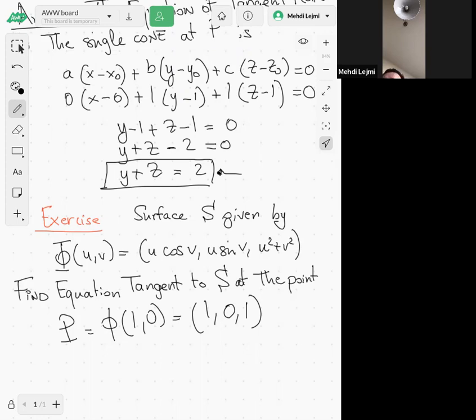Because all these notions allow us to study or classify. Let's say you want to classify objects like surfaces. You would need all these notions to distinguish between different surfaces. Anyway.